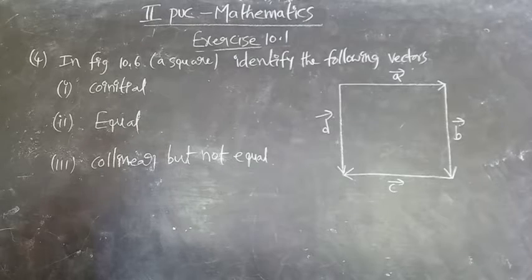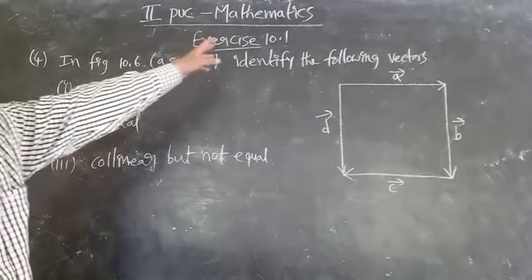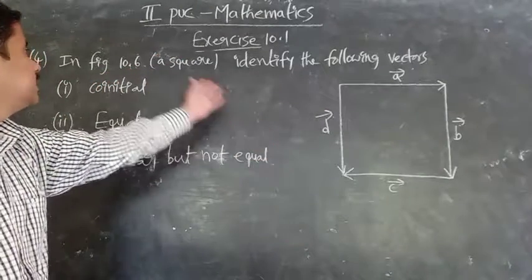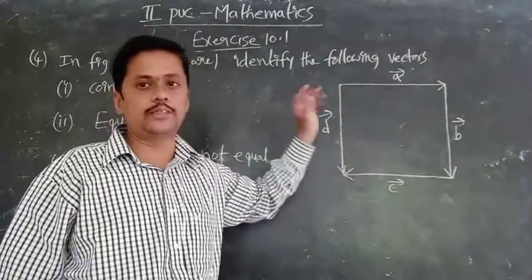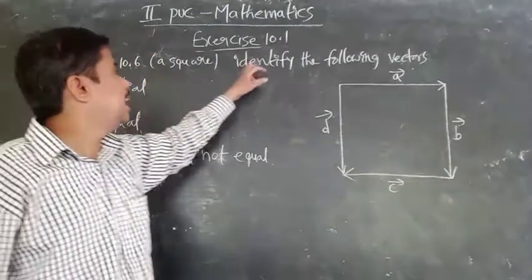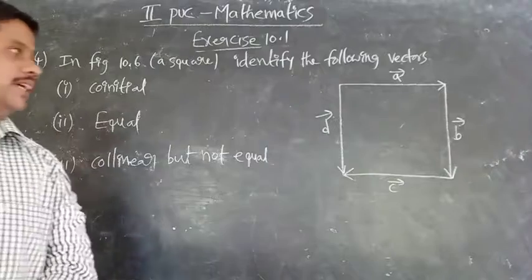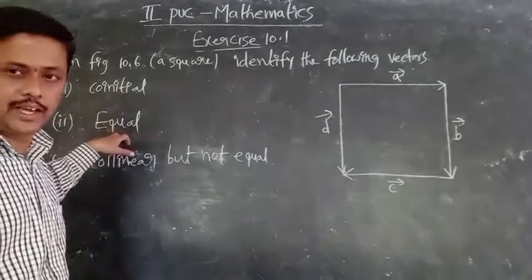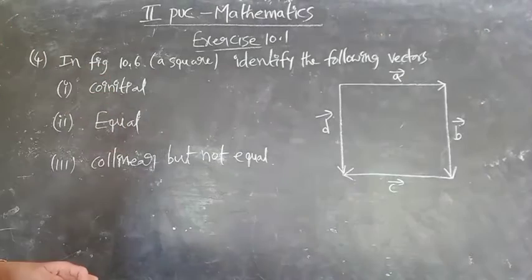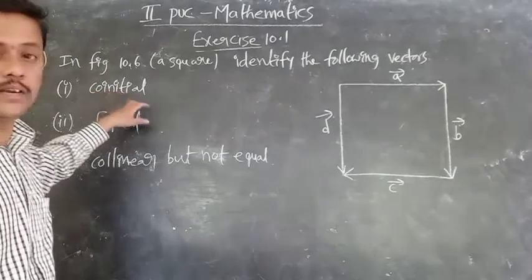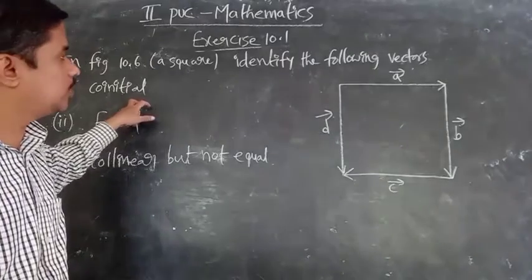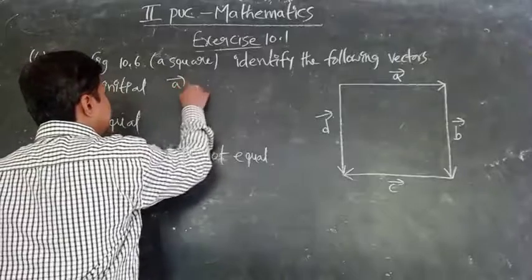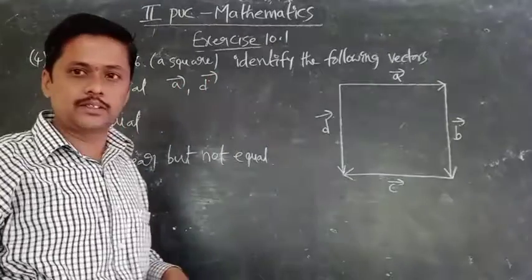See my dear students, question number 4 in exercise 10.1. See in figure 10.6, this is a square, so all sides are equal. Identify the following vectors. Different vectors are given, we have to identify them. First one, co-initial vectors. Co-initial means same common point: A vector and D vector are co-initial vectors. Okay, A and D.